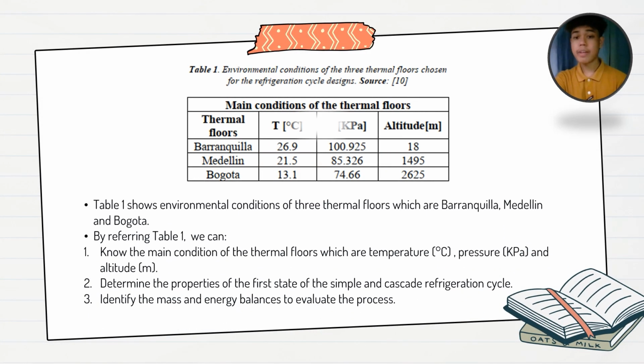Table 1 shows the environmental conditions of the three thermal flows chosen, which are Barranquilla, Medellin, and Bogota, for the refrigeration cycle designs. By referring to Table 1, we can know the main conditions of the thermal flows, which are temperature, pressure, and altitude. Besides, we can use Table 1 to determine the properties of the first state of the simple and cascade refrigeration cycles. Other than that, Table 1 can also be used to identify the mass and energy balances necessary to evaluate the process.